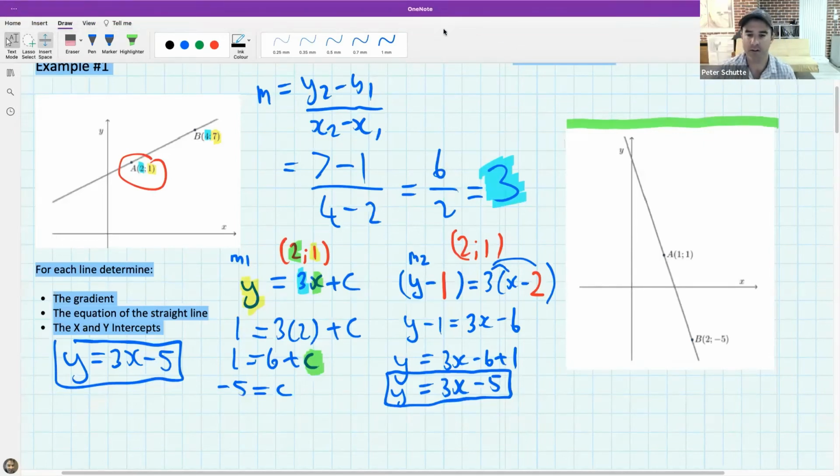Okay, so just raise those hands. And for those who are feeling good, just get going on doing the second question. And you're finding the gradient and the equation of the line.